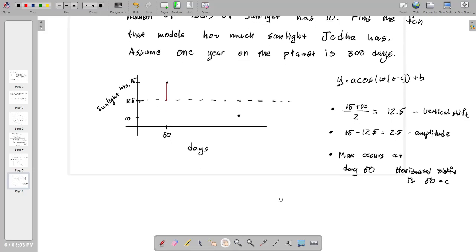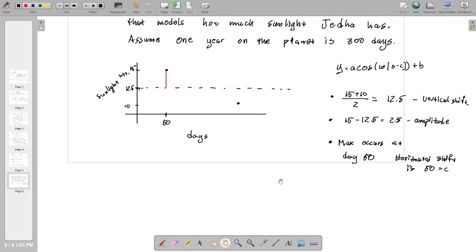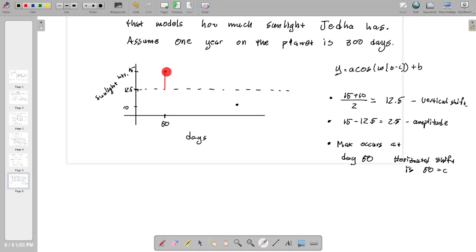Now, the last piece of information, of course, is to find our period. Well, a year on the planet is exactly 300 days. So it's going to go from maximum to maximum 300 days later. We'll have the longest day, 50 days into the year, and then the next year, 50 days into the year, again, we'll have a maximum number of hours of sunlight. So 300 is our period.